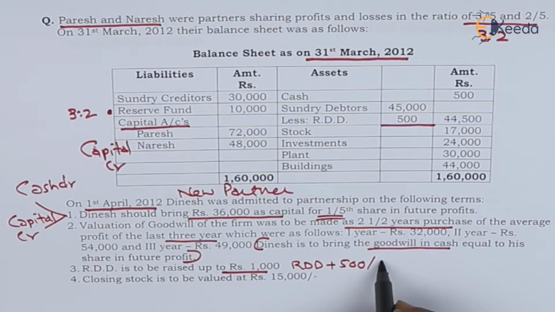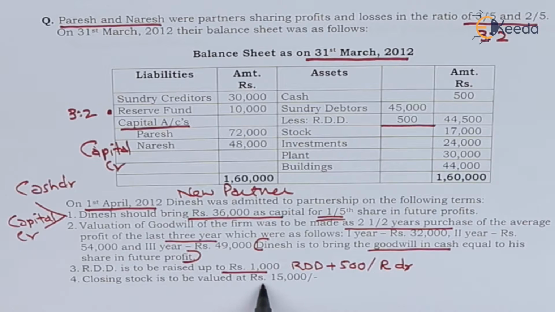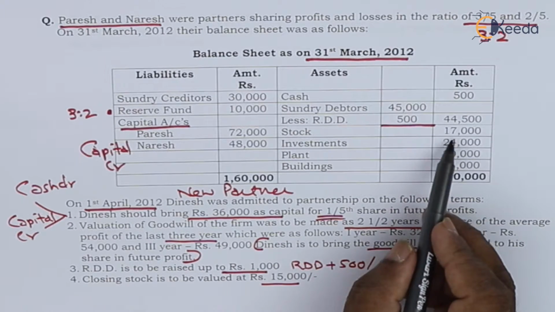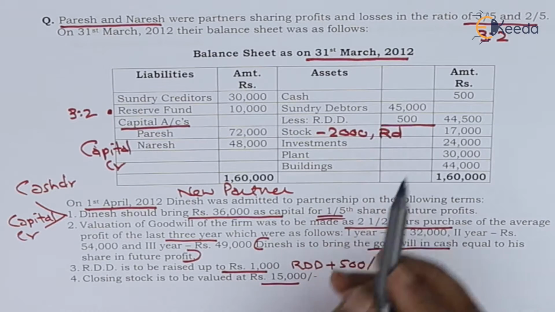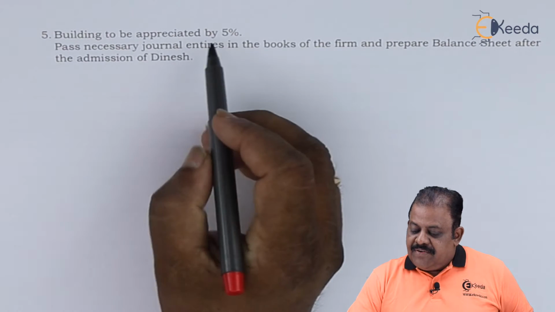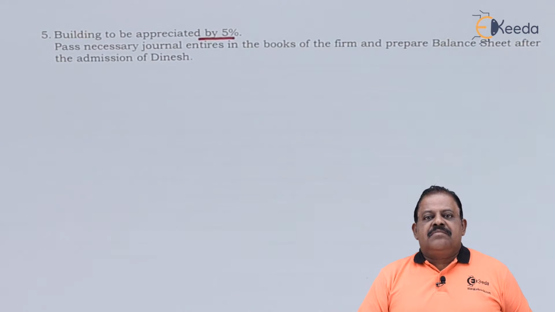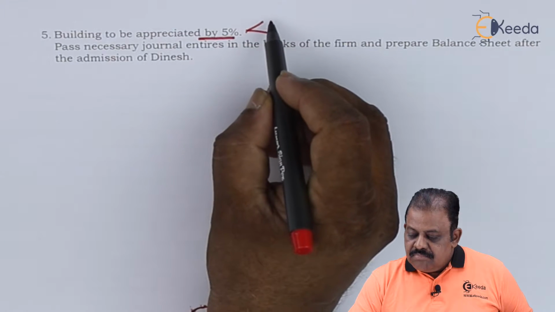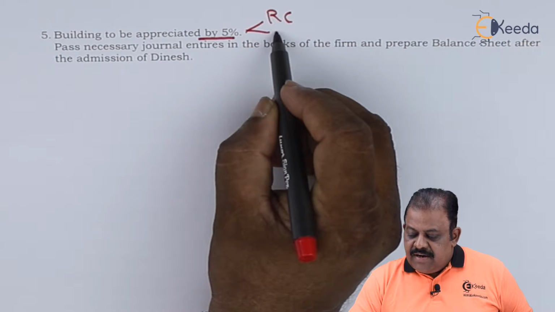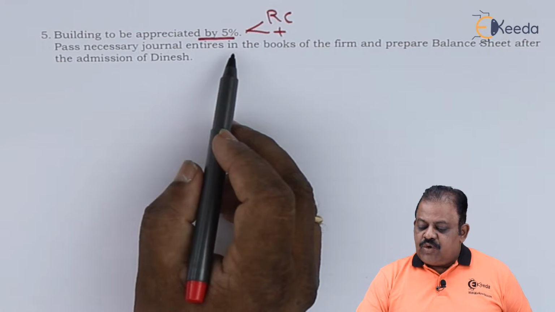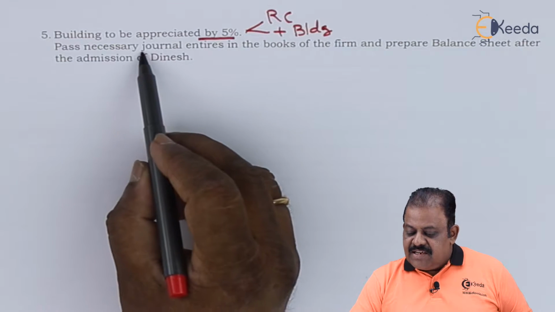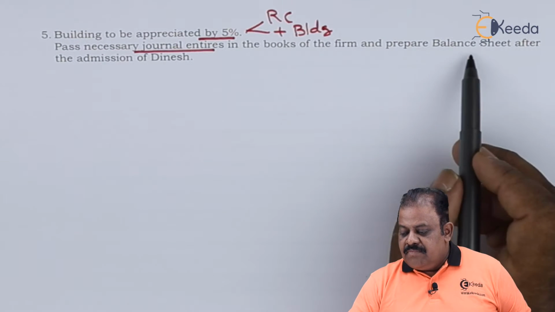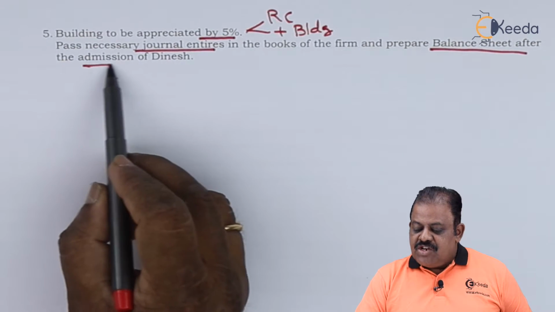Second effect, revaluation account debit. Closing stock to be valued at 15,000. Here stock is 17,000. So we'll have to reduce it by 2,000. Second effect, revaluation account debit. Building to be appreciated by 5%. Revaluation account credit and we'll have to add 5% to building on asset side. Pass necessary journal entries in the books of firm and prepare balance sheet after the admission of Dinesh.